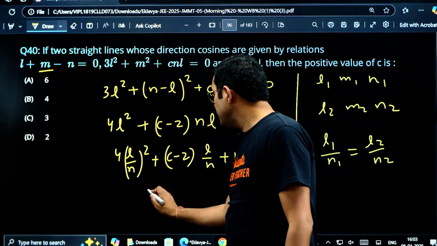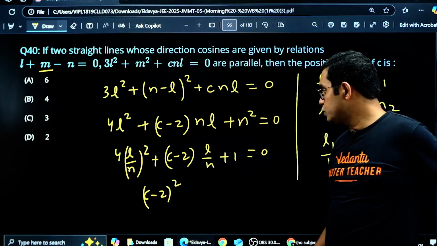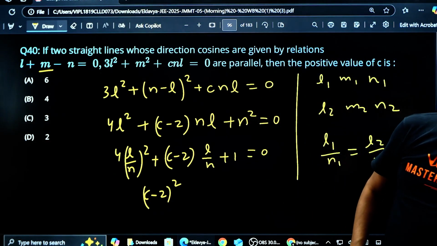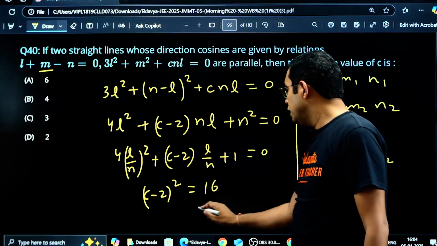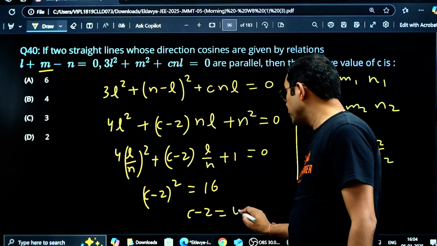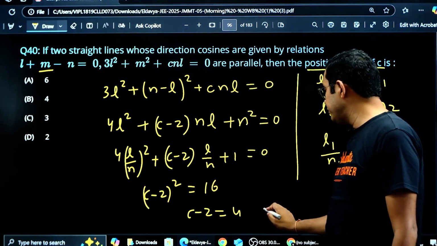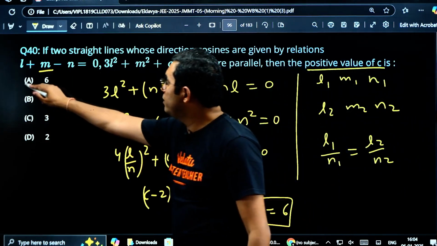So equal roots means the discriminant, B square is equal to 4AC, that is (C minus 2) square should be equal to 16. So C minus 2 will be equal to 4 because I have to take the positive value of C. If you take minus 4, then C will become negative. So C will be equal to 6 here. Okay, so the answer for this will be A.